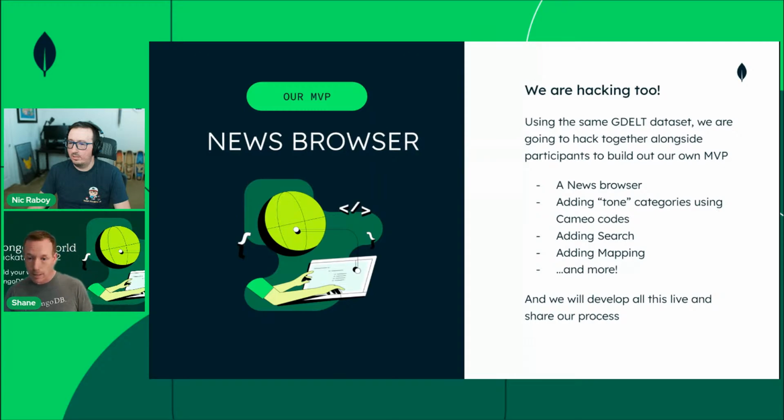As we said earlier, and Nick is busy trying to build this at the moment, we're sharing this hackathon with you. Our team here are getting familiar with the same GDELT data set. We're pulling it together. We're going to hack alongside you. So our MVP is to create a news browser. We're going to maybe use the tone categories or the Goldstein index, etc., to help along with that as well. We're trying to add as many MongoDB products as we can. So search and mapping and more will be added.